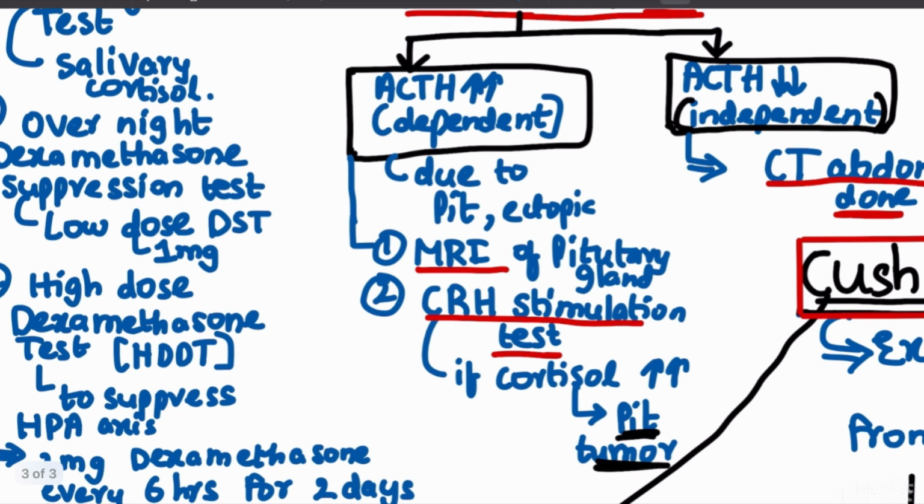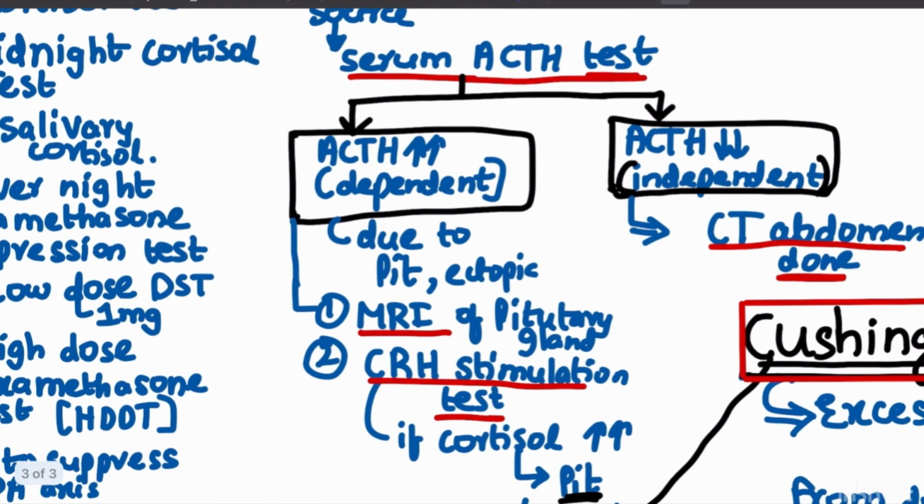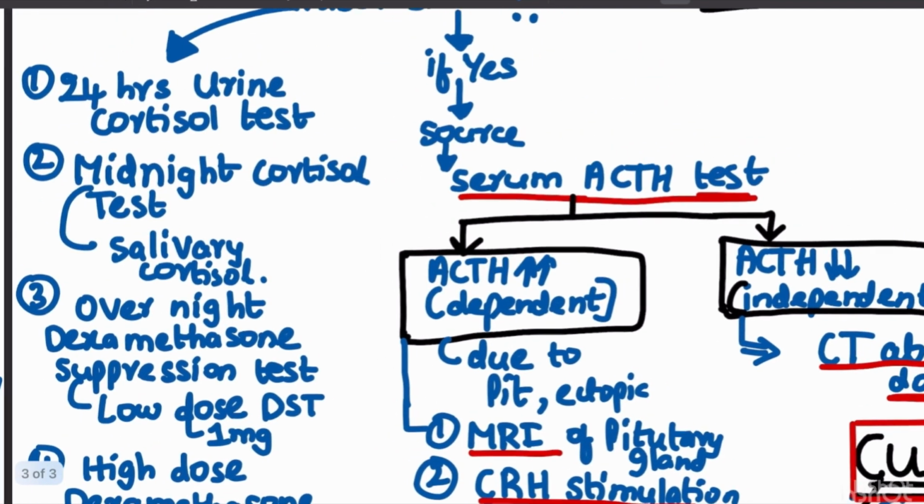Further do MRI of the pituitary gland. Corticotrophin releasing hormone stimulation test is done. If cortisol is increased, then it is due to pituitary tumor. If it is ACTH independent and decreased ACTH levels are seen, CT of abdomen is done. Let's come to other tests.